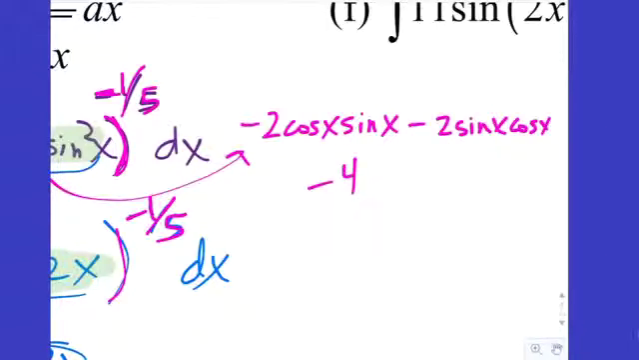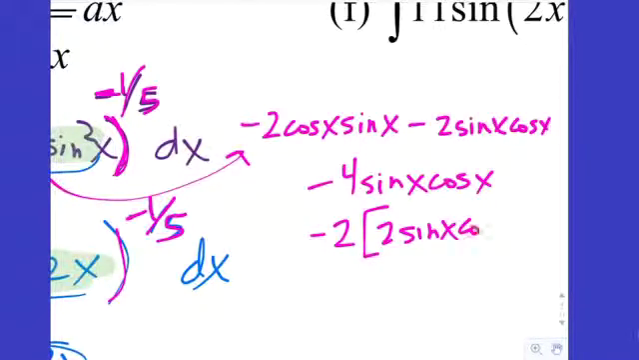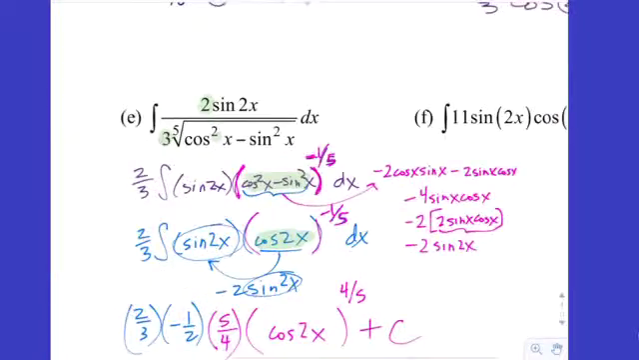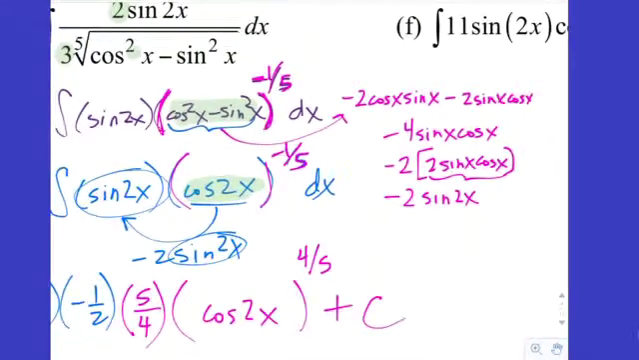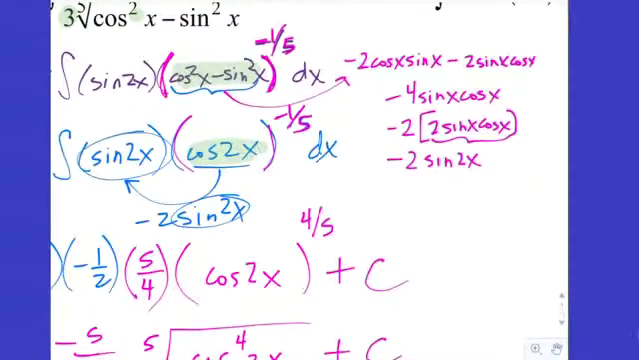And you get negative 4 sine x cosine of x, right? Which is the same as negative 2 times 2 sine x cosine x, which now is negative 2 times, what is this equal to? Sine of 2x. And now you could say, I'm only off by a negative 2. That's fine. It works that way. You can still get the same right answer.